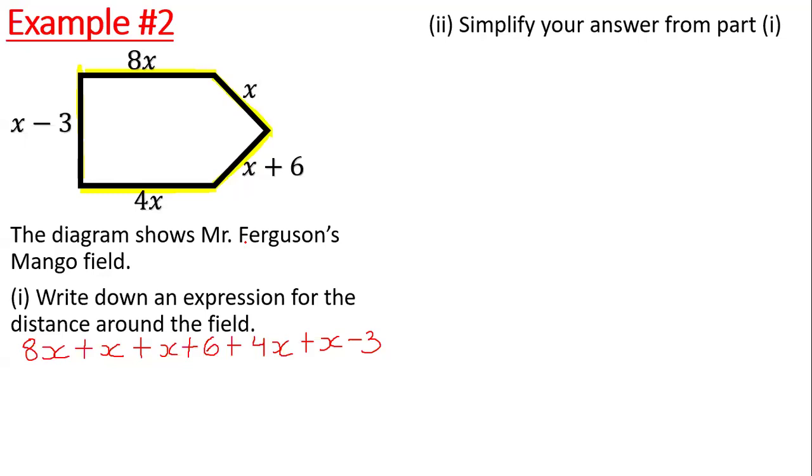Anyone else have any answers? I see different answers here. 16x plus 3, 15x plus 3. Still doing mine. 17x plus this. I got 15x plus 3. Anyone else would like to share what they got? Don't be shy. 15x plus 3. Alicia, please. 14x plus 3. I get 21 and 15x plus 3. Someone said 21. Okay, interesting.